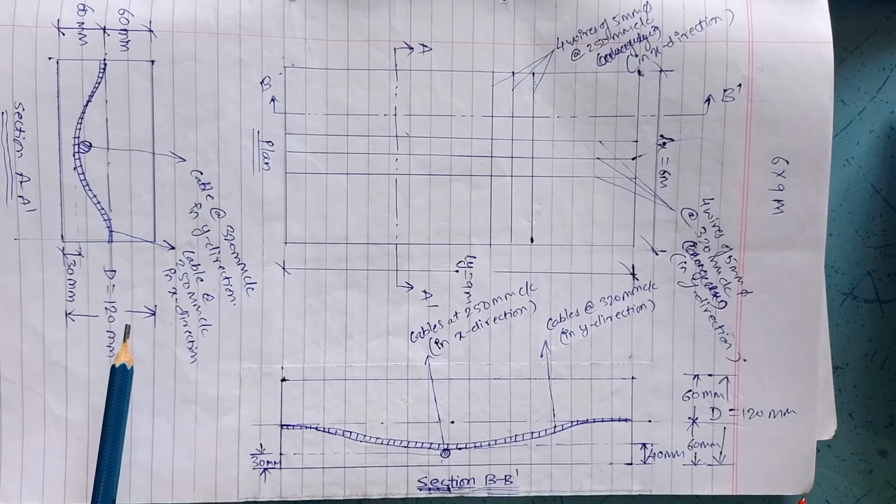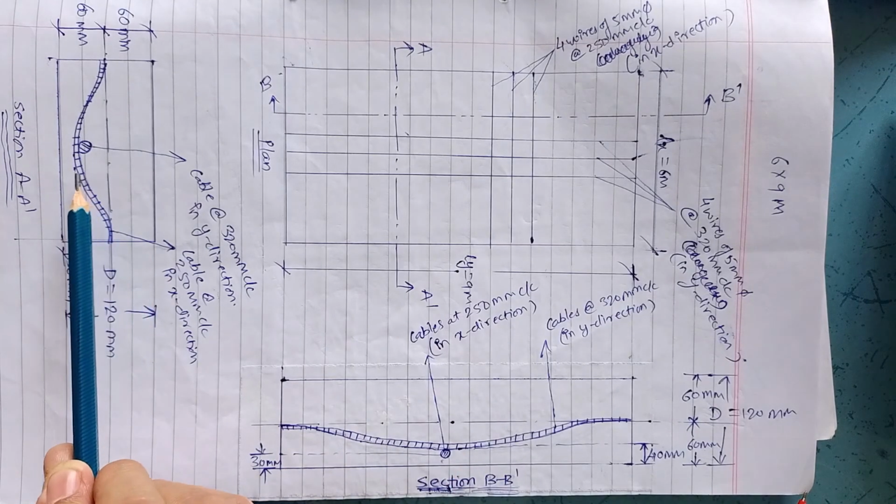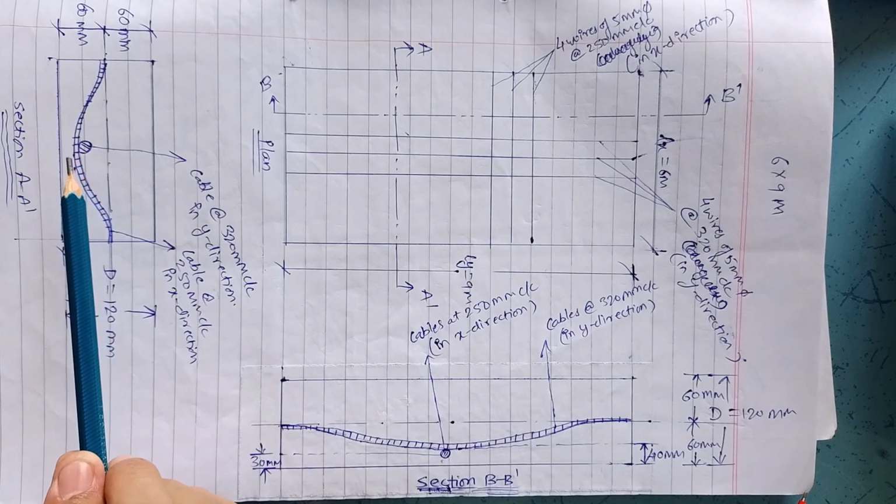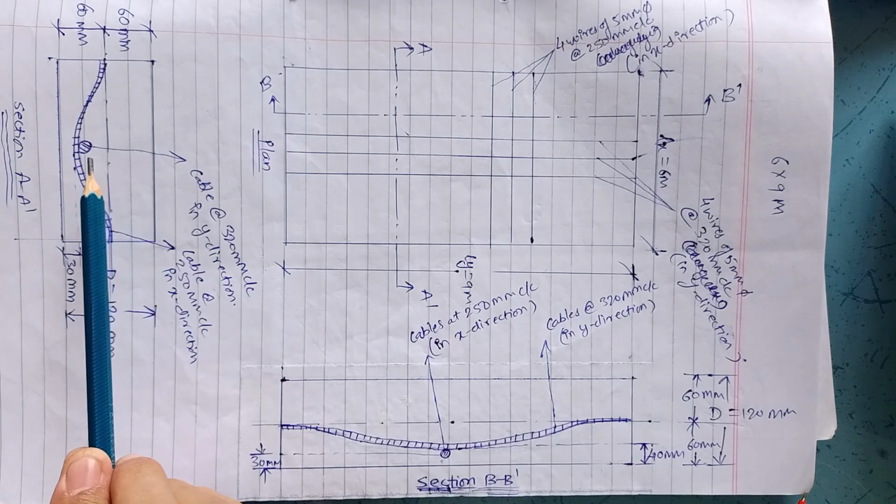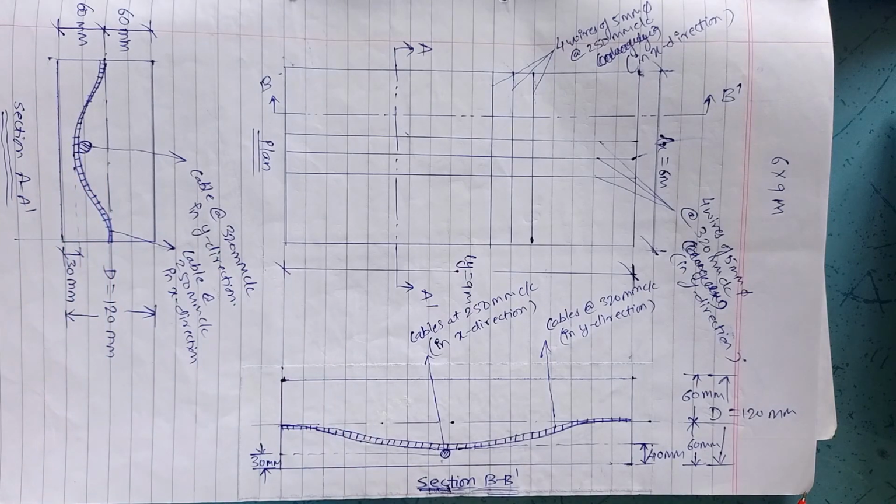This is cable at 250 mm center to center in X direction. Don't get confused. In one section, cable will be provided at the bottom in X direction and the top along Y direction. In another section, cable at the bottom will be along X direction and the top along Y direction. This is the reinforcement diagram for the cables in view of designing the post-tension two-way slab.